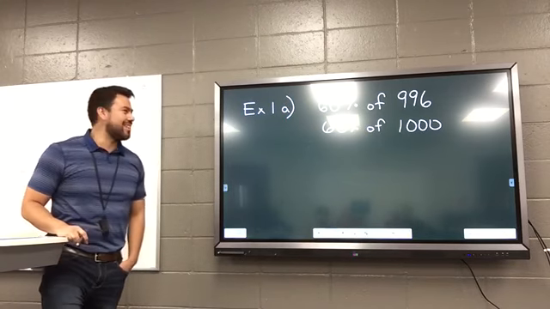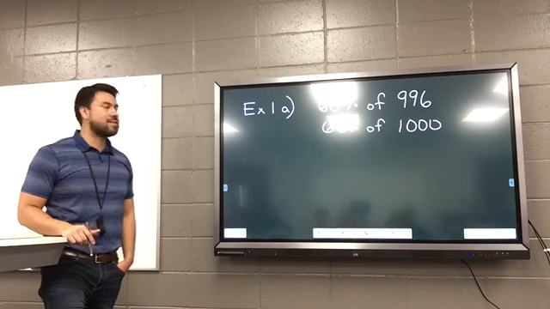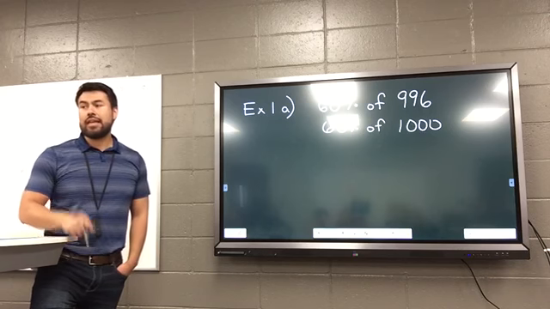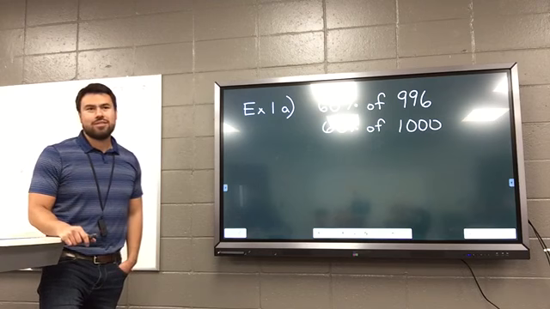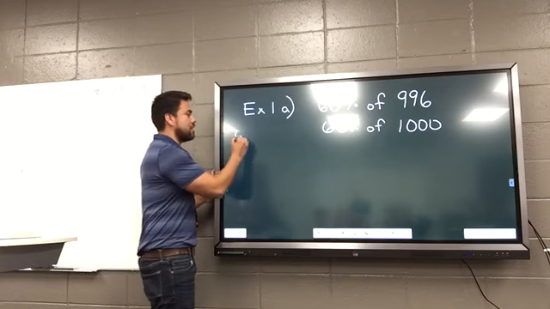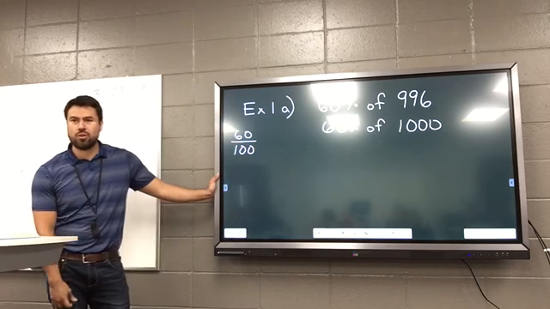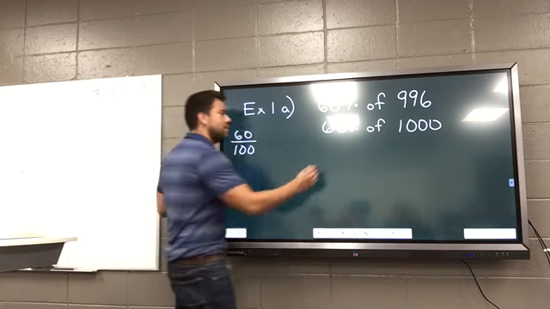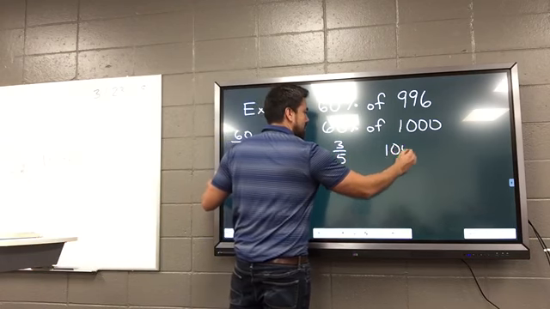If anyone was paying attention, what fraction represents 60% in simplified form? Simplified form. Give a little bit of time to think about it. You're like, I don't know. Well, if you didn't know, you just think of 60 over 100 and reduce it. So what does that reduce to, Cole? 3/5. So I would use 3/5, and then I would use 1,000.